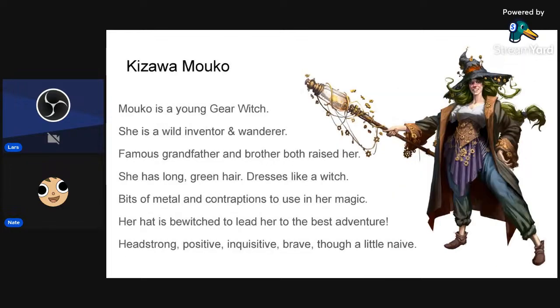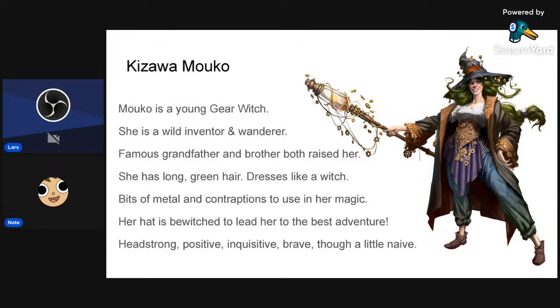But let's jump to another example. This is another image done by Kevin, and Scott will recognize this right here. This is Kizawa Moko. Moko is a young gear witch. She is a wild inventor and wanderer. She has a famous grandfather and brother who both raised her.